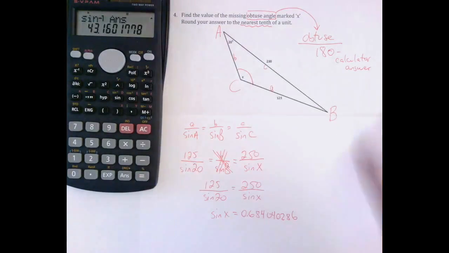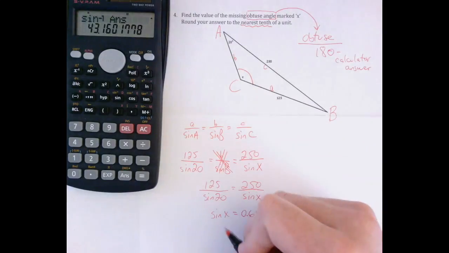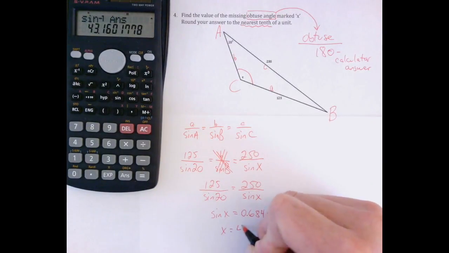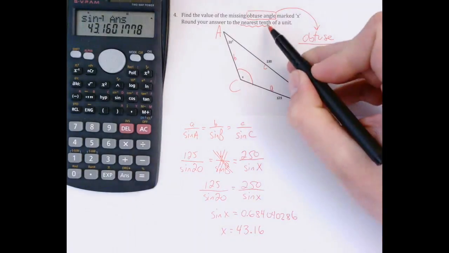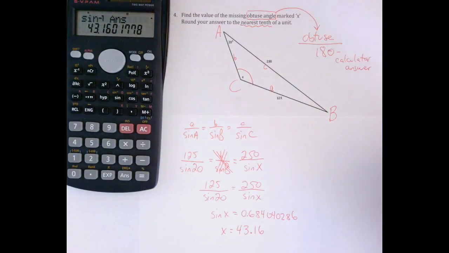And to get rid of the sin in front, I do shift sin. Take the sin minus 1, press equals. It's 43.16 degrees, so x equals 43.16. Answer to the nearest tenth, and then I'm going to be careful about that obtuse rule.